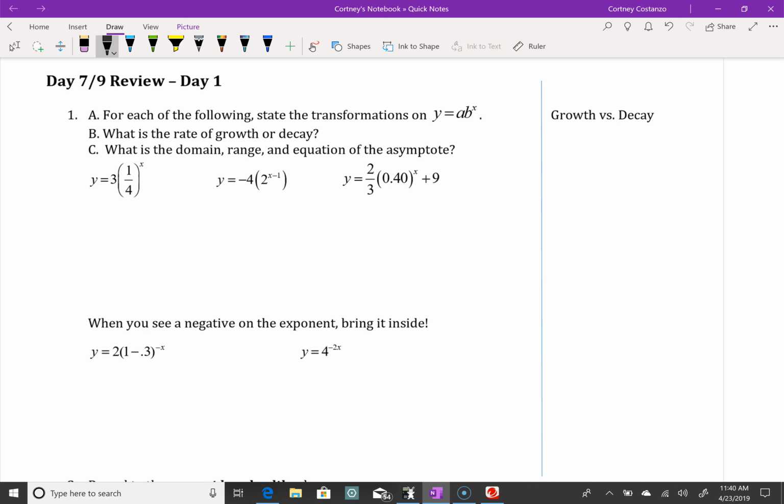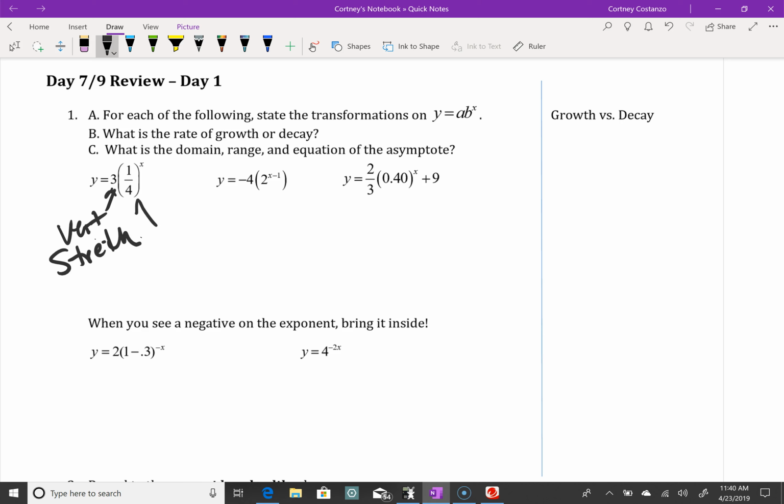All right, so for the next few examples, all this wants us to find is: state the transformations, what would the rate of growth or decay be, and what is the domain, range, and equation of the asymptote. Now remember, exponentials always have a horizontal asymptote, so the asymptote equation is going to be y equals. So for each, state the transformations. I noticed that the 3 is going to be a vertical stretch.